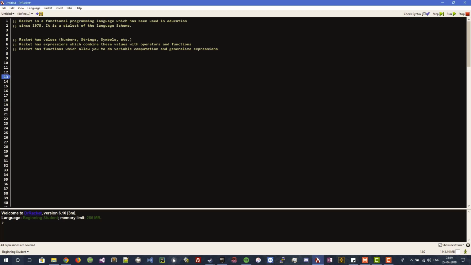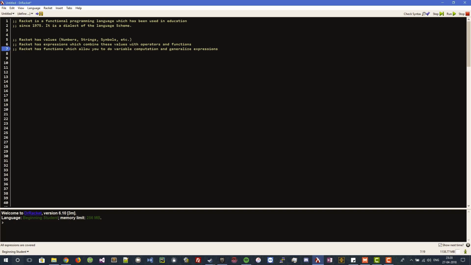To begin with, Racket has three types of data. It has values, it has expressions, and it has functions, right? Values can be numbers, strings, symbols, etc. We'll learn more about these as we go on. Let's just worry about numbers for now.